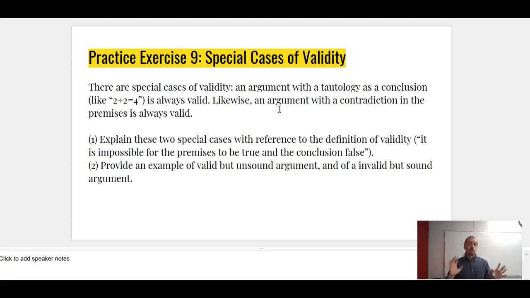And second exercise, provide an example of a valid but unsound argument and of an invalid but sound argument. Now, these two exercises are conceptual ones to make sure we really understand two things: the concepts involved in the class and the kind of reasoning involved in the class. So, again, an argument with a tautology as a conclusion is always valid. An argument with a contradiction in the premises is always valid. What is validity? That it's impossible to have true premises and a false conclusion. Okay, pause the video, work on those.